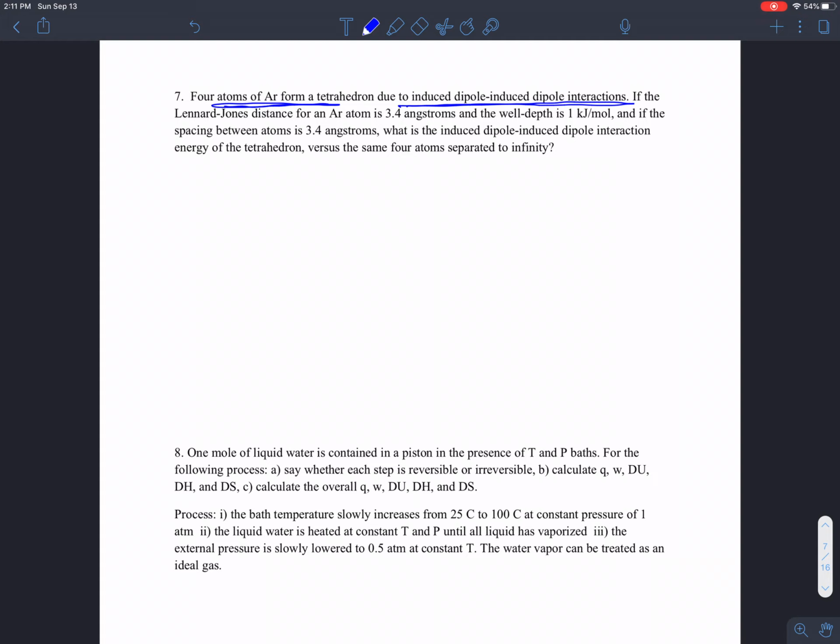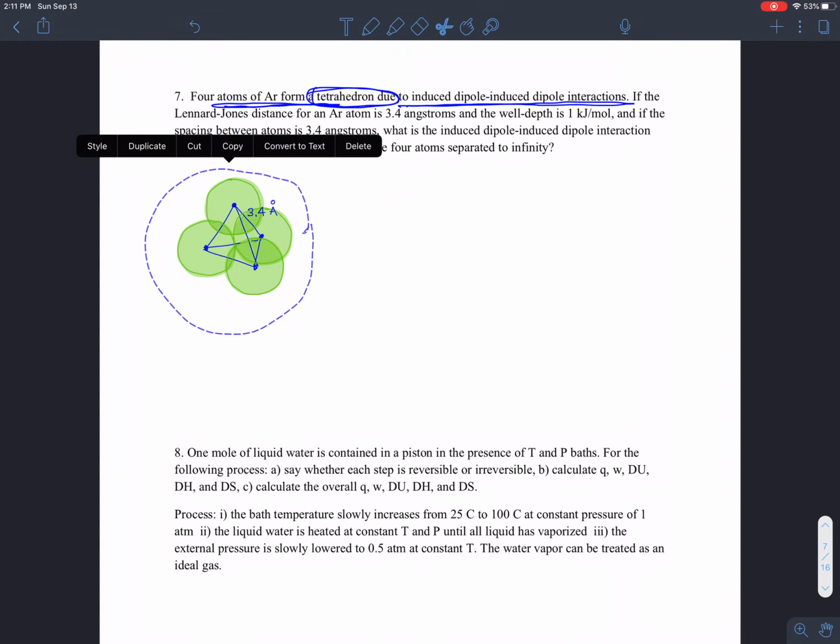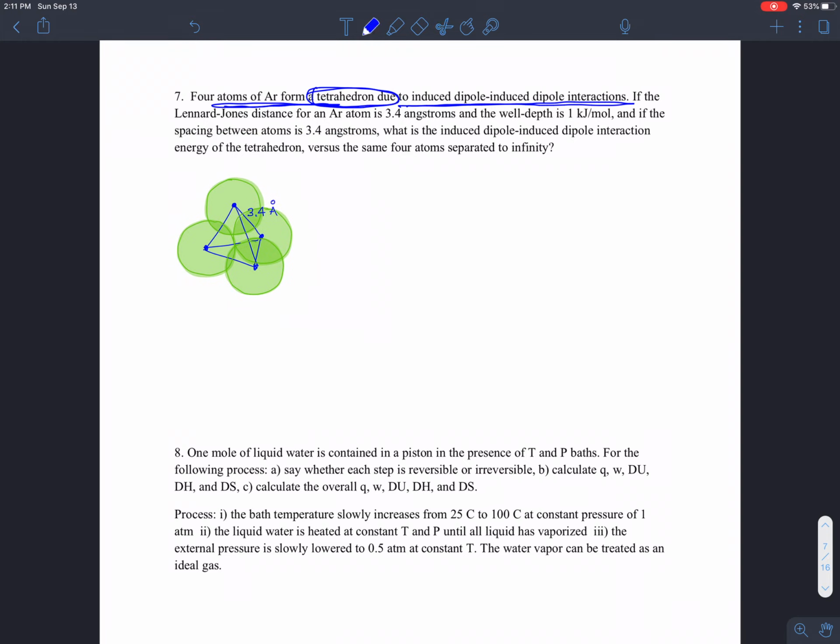It says that the cluster of atoms forms a regular tetrahedron, which means something that looks like this. Actually, let me put the picture down here from the key. 4 atoms at the corners of a regular tetrahedron, and that means that the distances between all 4 different atoms is equal to 3.4 angstroms. So it says here that the Lennard-Jones distance is 3.4 angstroms, and the spacing between the atoms is 3.4 angstroms.